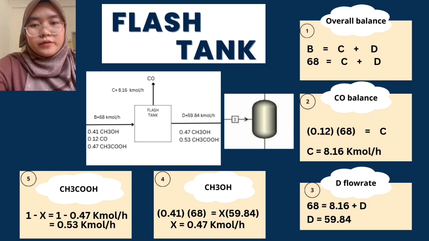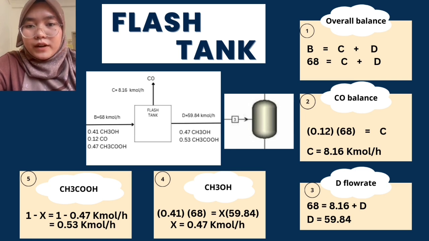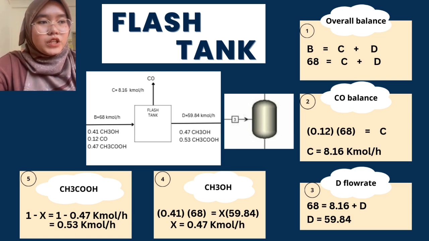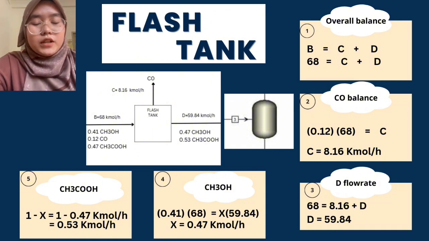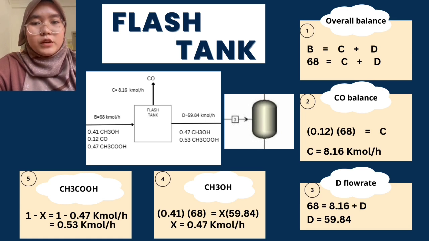Next, we go for the mass balance in the flash tank. As we know from the previous calculation, we can do the calculation for the flash tank more easily because we just use the information, and we must make the overall balance first, which is B equal to C plus D, where B we already know is 68. And then we make a balance for CO. We choose CO balance because it is easier to calculate. So 0.12 multiplied by 68 will be equal to C, and from this we will know C is 8.16 kilomole per hour.